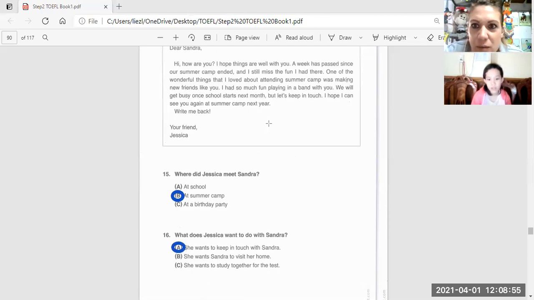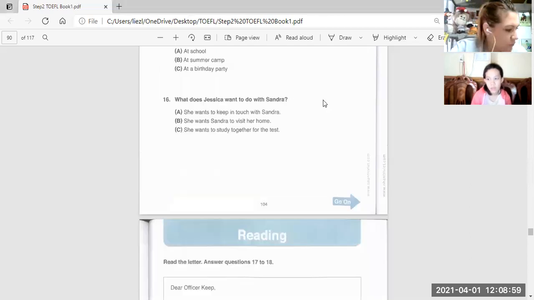Okay, let's do one more. Up to page 104.